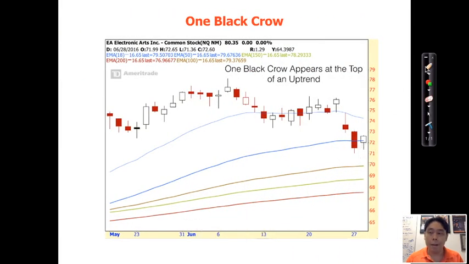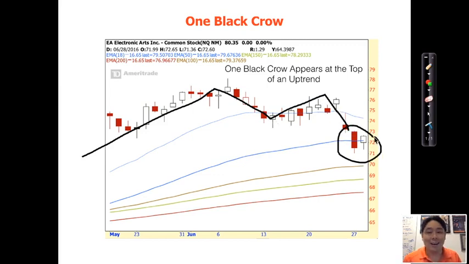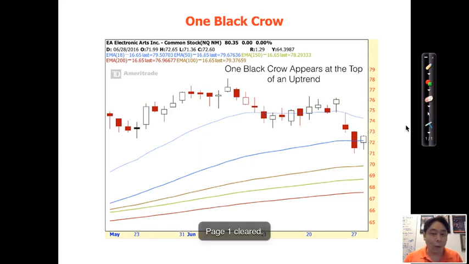Okay. This is another trend trade. All right. Uptrend, as you can see, the 50 moving average above the 150, price above the moving average. So you can see it's up, and you see a retracement to the moving average, and boom, one black crow. Yeah, one black crow. Sorry. Where's the one black crow?